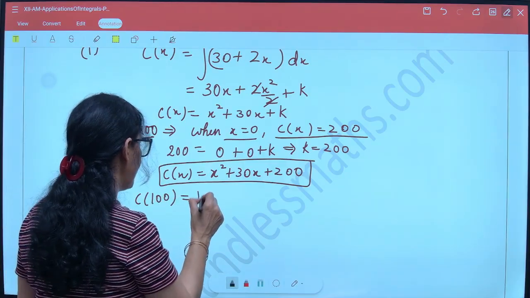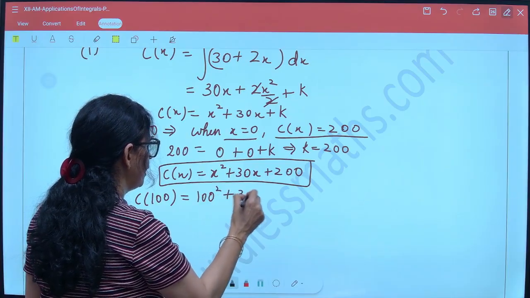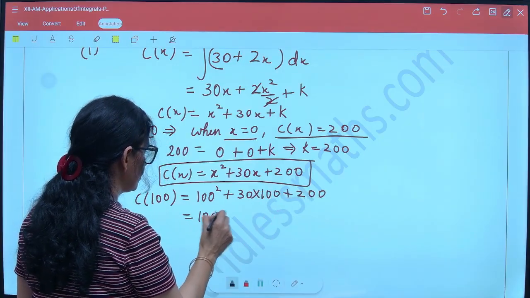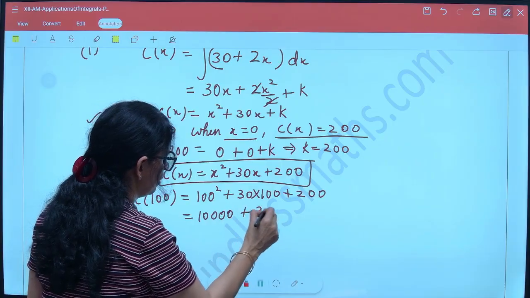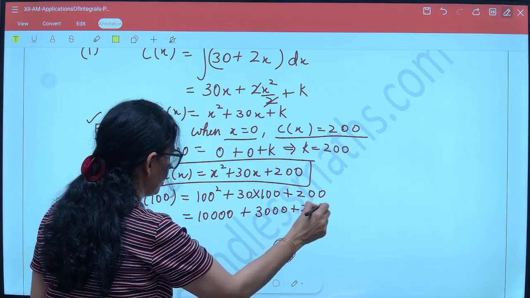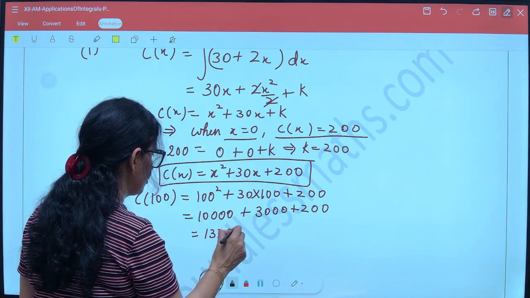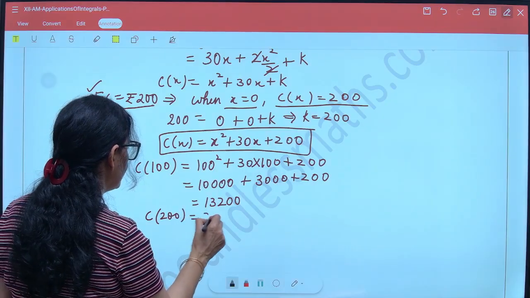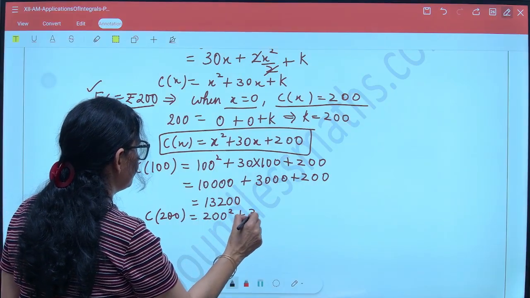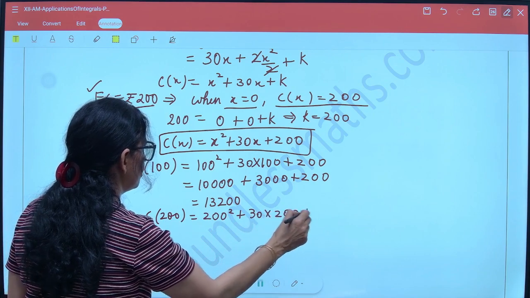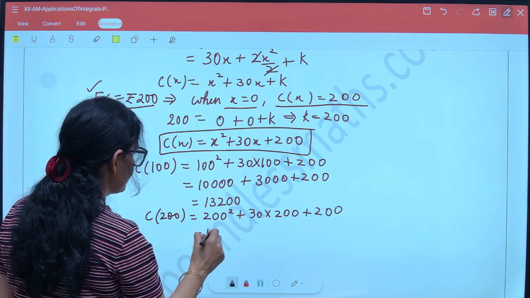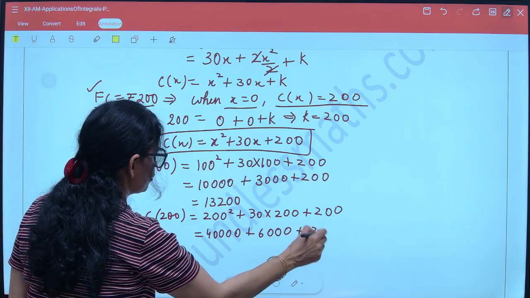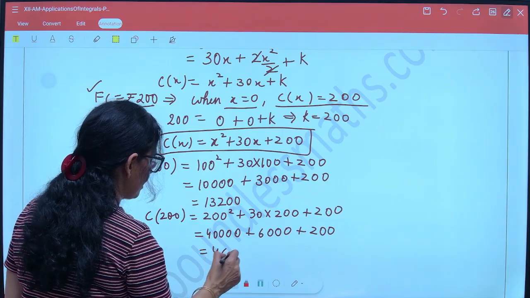When x is 100, the cost function becomes 100 square plus 30 into 100 plus 200. So this becomes 10,000 plus 3,000 plus 200, and that comes out to be 13,200. Now when the number of units produced is 200, the cost function is 200 square plus 30 into 200 plus 200. So this becomes equal to 40,000 plus 6,000 plus 200, and that comes out to be 46,200.